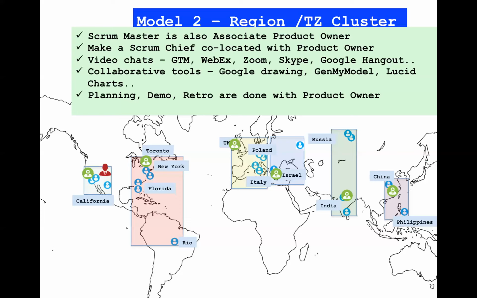Also, again, planning, demo, retro, that needs to be done with the product owner, right? Depending on how long your sprint and your iterations are.